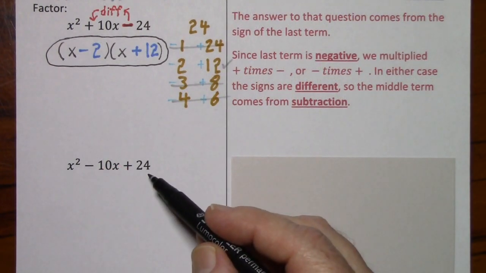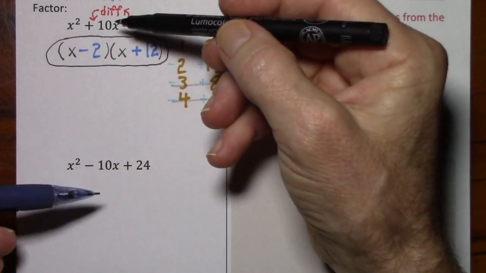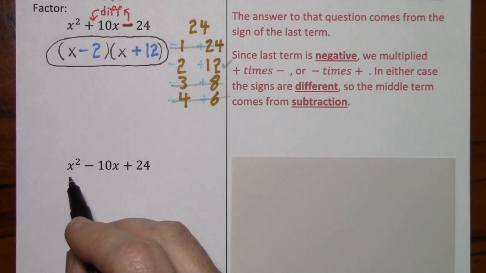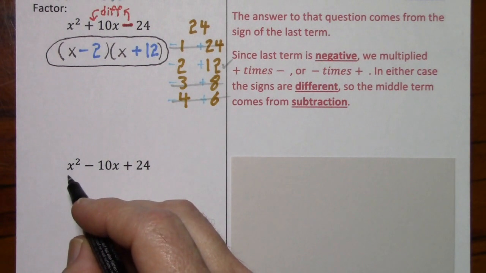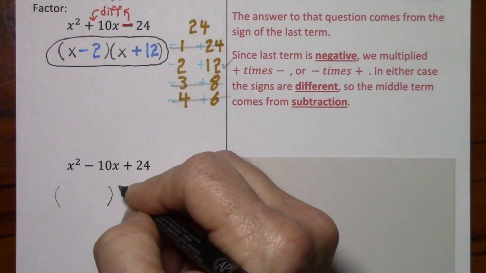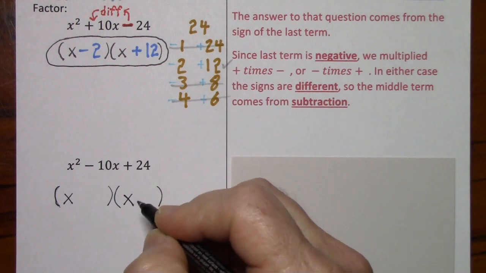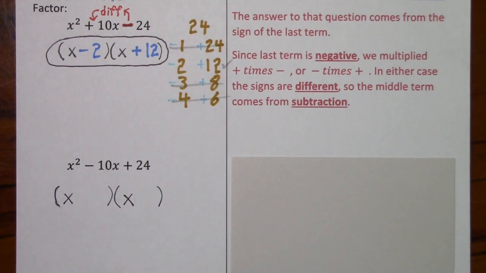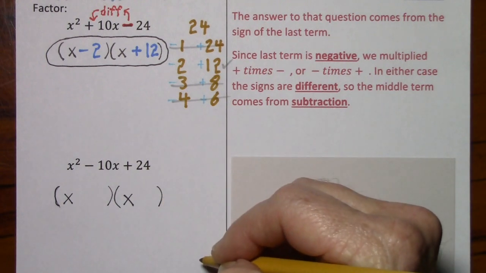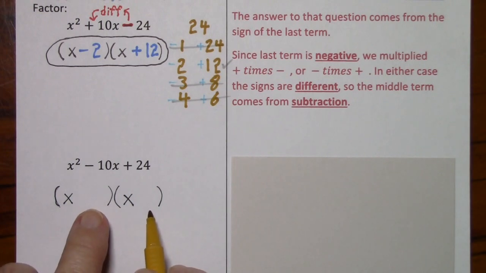If we want to factor this trinomial, it's similar to the previous one, but the signs are different. So to factor this, we can take care of the x squared pretty easily. It's the result of multiplication. So if we put x times x, we'll take care of x squared. For the 24, we'll list all the factor pairs so we can be sure to always get a 24 no matter what we plug in here and here.